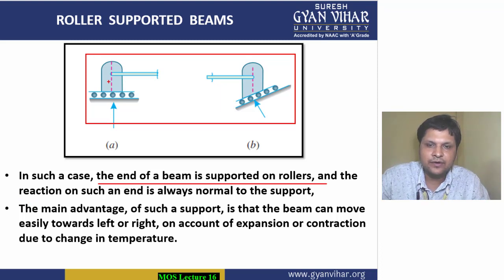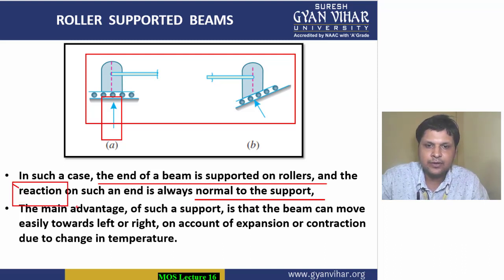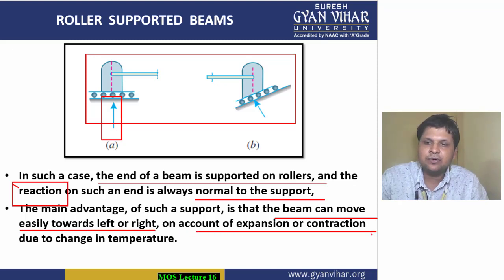Here one thing to be noted is that the reaction in the case of roller support is always normal to the support. So this will be kept in mind when we solve the questions. And the other advantage of roller support is that in this case the beam can easily move towards left or right in order to account for the expansion or contraction due to the change of temperature.